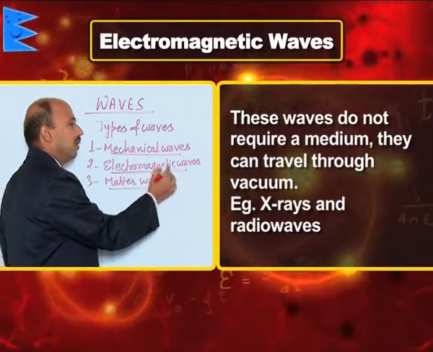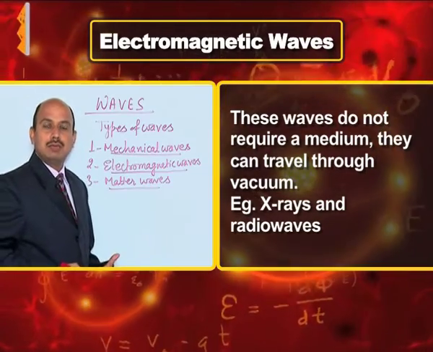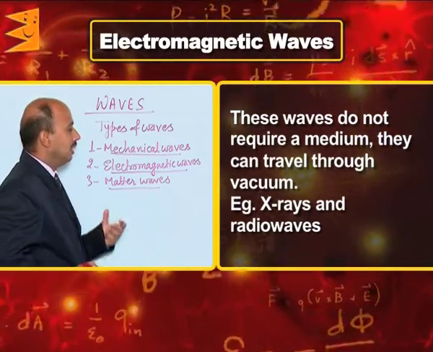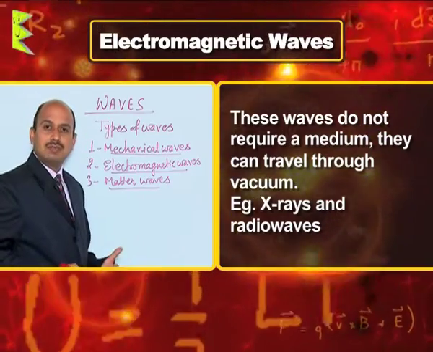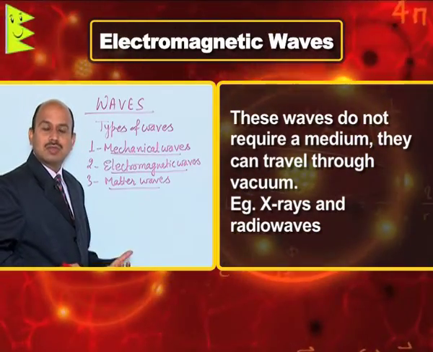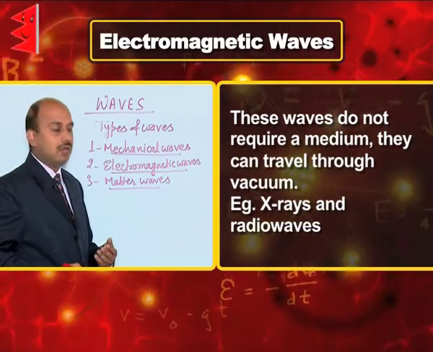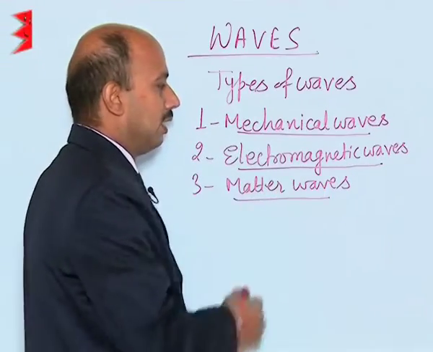Electromagnetic waves are those waves which do not require material medium to travel, and in this case like light waves, we can say X-rays and radio waves. All these are the examples of electromagnetic waves.